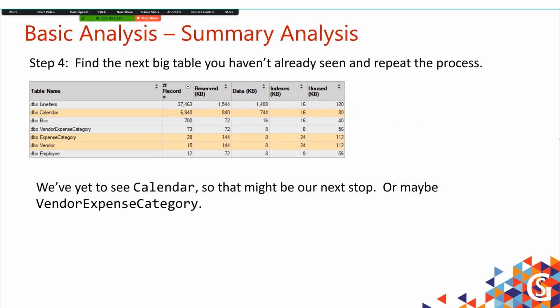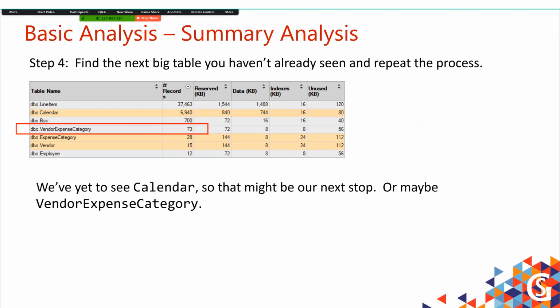Okay, so I saw a line item. I ended up seeing bus, and so I saw bus, expense category, vendor, and employee. Those all have key relationships to line item. The next big table is calendar. So I could check out the calendar table. It turns out calendar is really just a date dimension. So I could then check out vendor expense category.